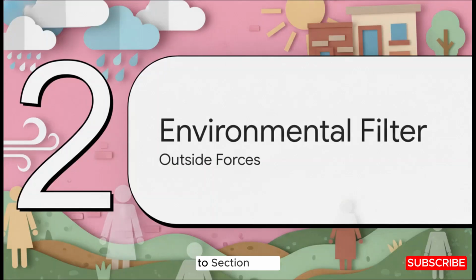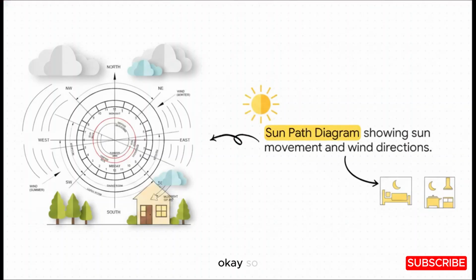Moving right along to Section 2, the environmental filter, outside forces. Okay, so we're going to explore how a building acts as environmental filter number 2, with our clothing being filter number 1, of course, against the forces of nature. Planners use vital tools like the sun path diagram you see here to study a concept called aspect. Notice how it explicitly maps the movement of the sun along with seasonal wind directions. The ultimate goal here is to make sure rooms are perfectly oriented to capture natural benefits.